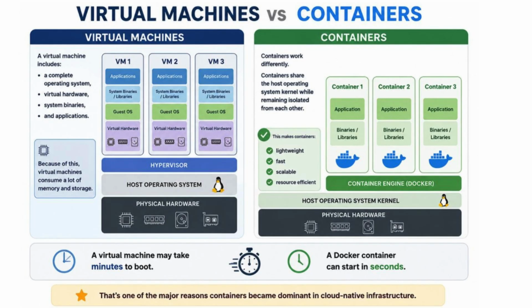To understand Docker better, let's compare containers with virtual machines. A virtual machine includes a complete operating system, virtual hardware, system binaries, and applications. Because of this, virtual machines consume a lot of memory and storage. Containers work differently. Containers share the host operating system kernel while remaining isolated from each other. This makes containers lightweight, fast, scalable, and resource efficient.